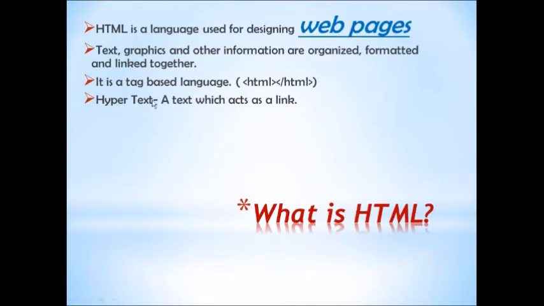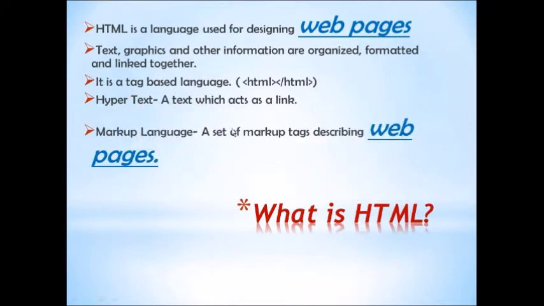What is hypertext? In web pages, when we browse through different websites, we can see some links, right? When we click upon that link, some other web page is opened. So that link name will be a text. That text which acts as a link is called hypertext. Then markup language. Markup language means these tags are called markup tags, and a set of markup tags describing web pages is a markup language.